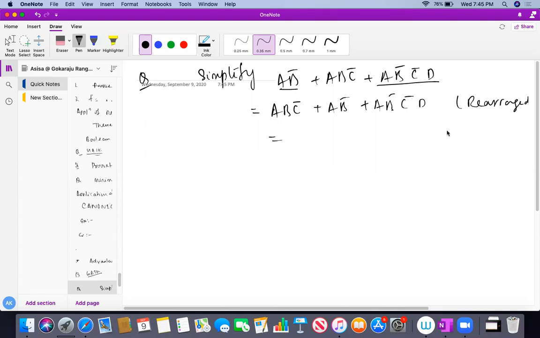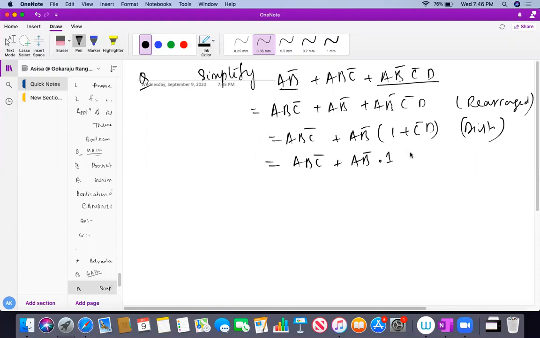Just rearranged the equation, nothing else. Next, A B C bar, which will give me A B bar, 1 or C bar D. I have applied the distributive law here. Next, A B bar and 1, as we know, the null element: A or 1 is 1. This is theorem number 2, null element. Next, A B C bar or A B bar, which we achieved with the help of postulate number 2, the existence of identity element: A and 1 is A.